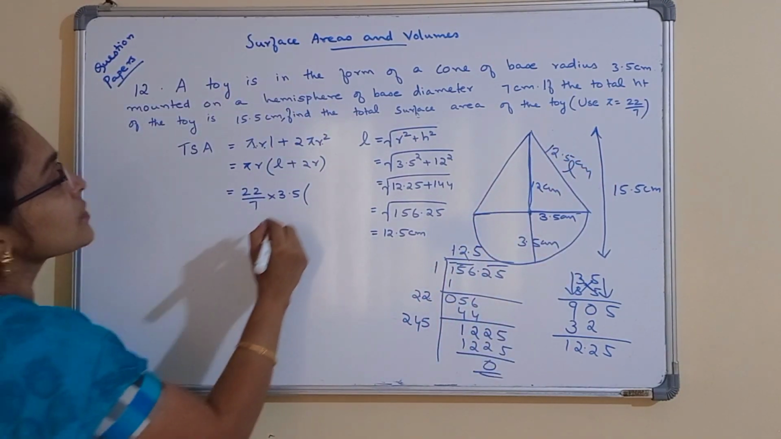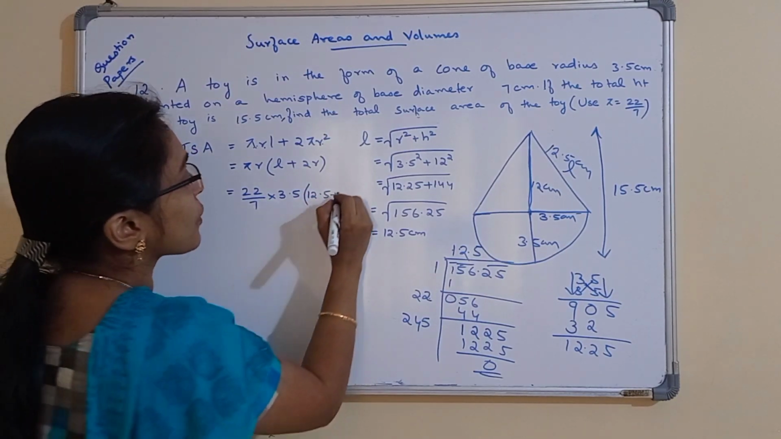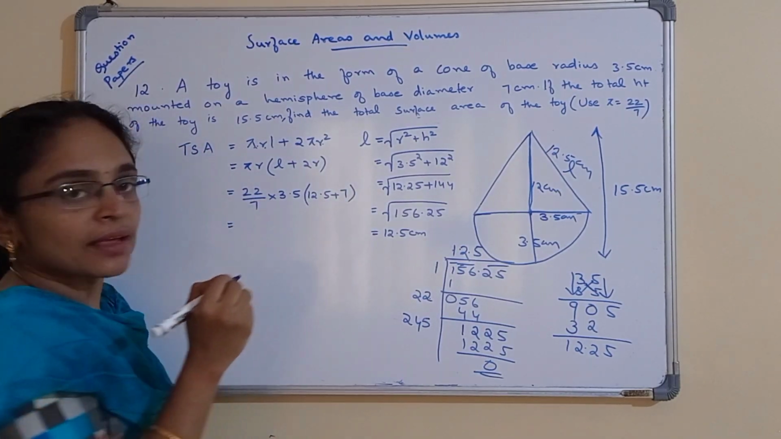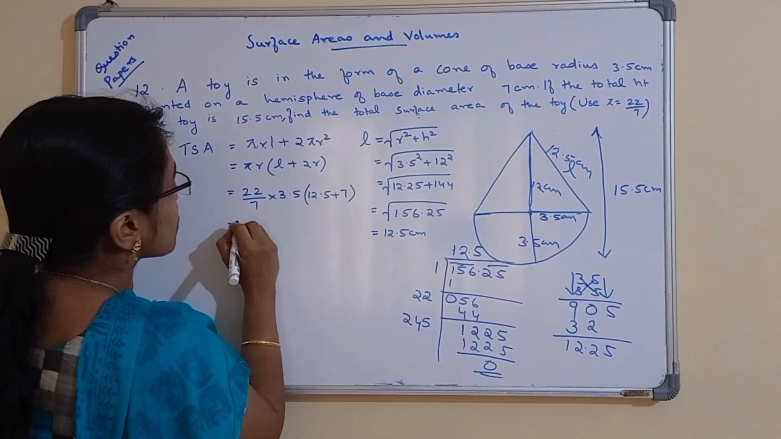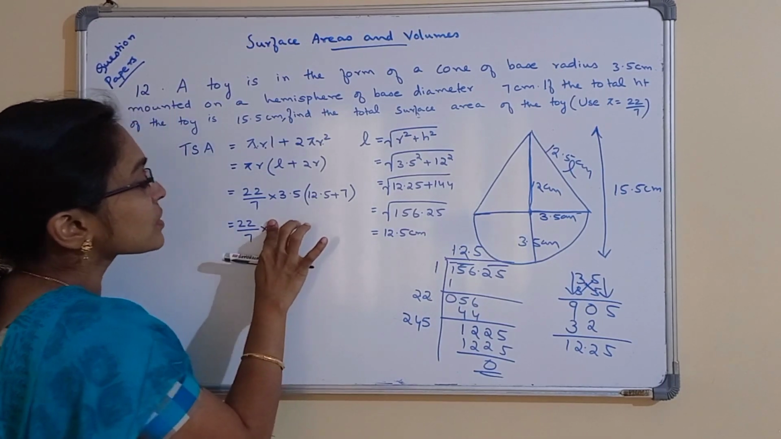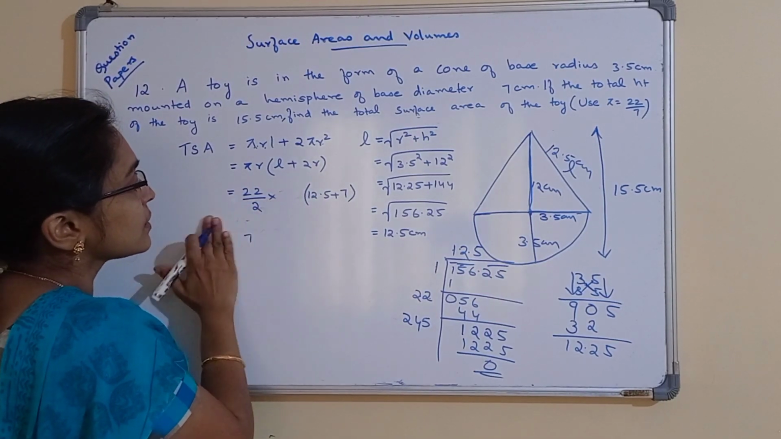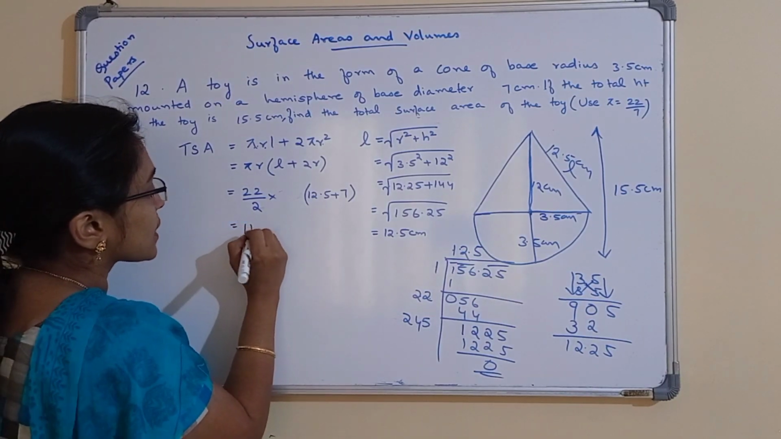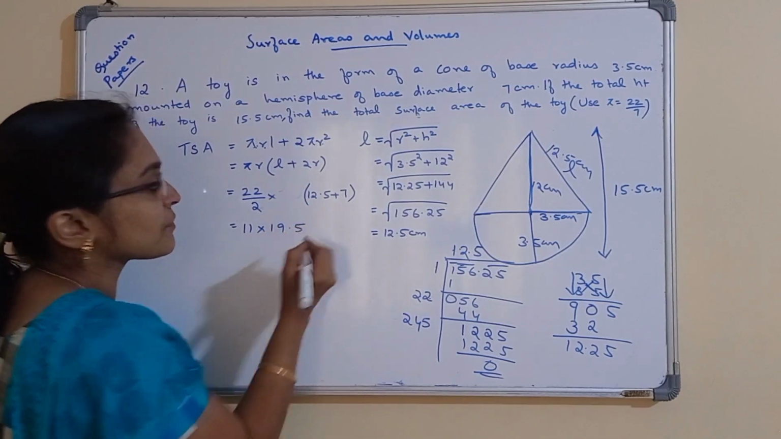Okay, now we can write that here. 12.5 plus 2r, which is 2 into 3.5, which is 7. Now 22 by 7 into 3.5 into 12.5 plus 7. So this is equal to 22 by 7 into 3.5. So 3.5 will go in 7 2 times. So we can write that here. And we'll get this as 22 by 2 is 11. 11 into 12.5 plus 7 is 19.5.